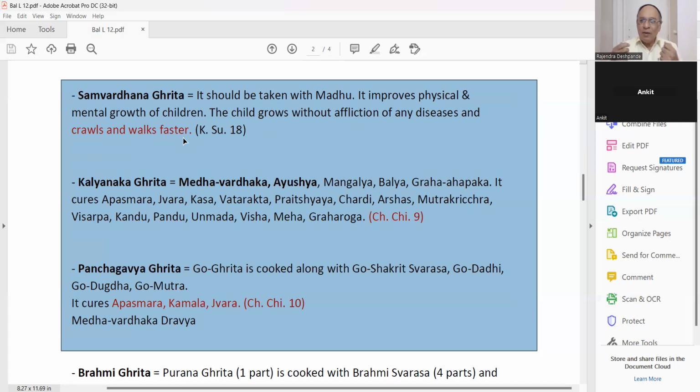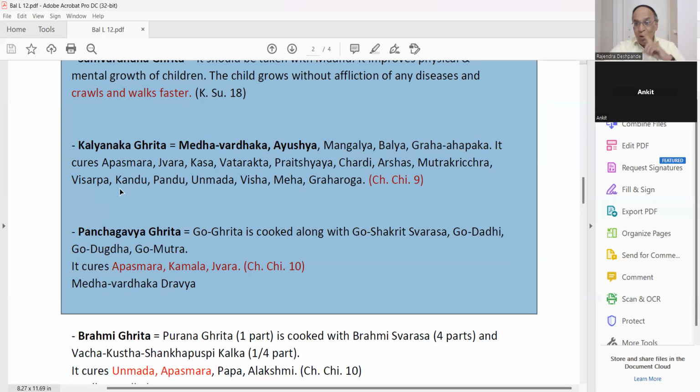Milestones are more at the proper time. Then Kalyanaka Ghrita. You have to write down all these Ghritas in the examination. Kalyanaka Ghrita, that is also Medhavardhaka and Ayushya, longevity, long life. Mangalya, very holy. Spiritual aspect is also there. Mangalya is a spiritual aspect. Balya, physical strength, mental strength.